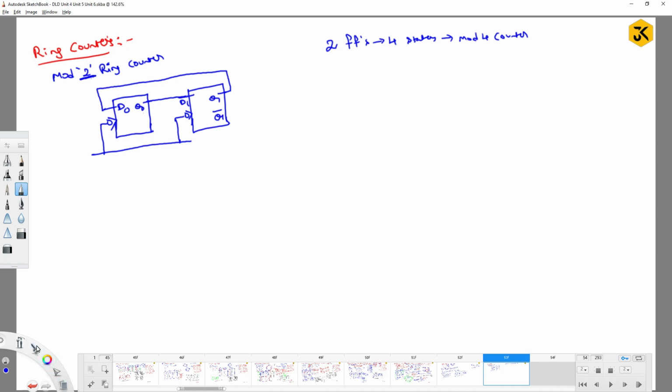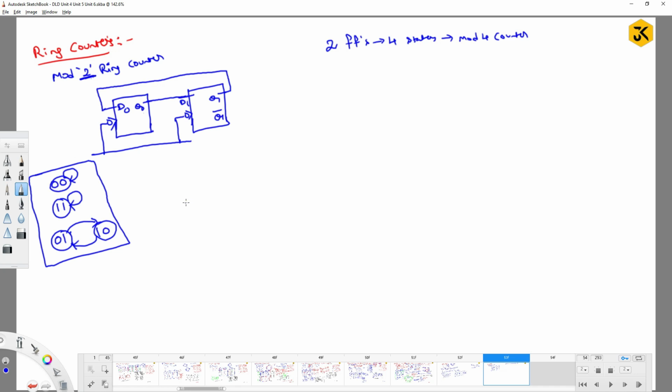Right, guys, here my requirement is, if I have 0 0 and I apply a ring on this one, what will happen? It is always going to be 0 0 only. If I have 1 1 and apply shifting of bits, it is always going to be 1 1. If I have 0 1 and I shift, what will happen? It will get 1 0. If I apply shift on this one, it is going to get 0 1. If I apply shift on this one, you get 1 0, right? So this is the outcome we get in a mod 2 ring counter.